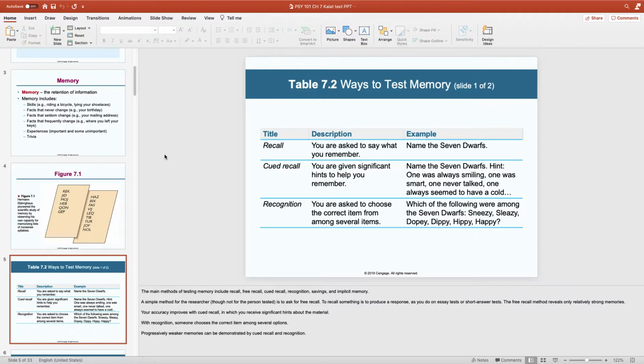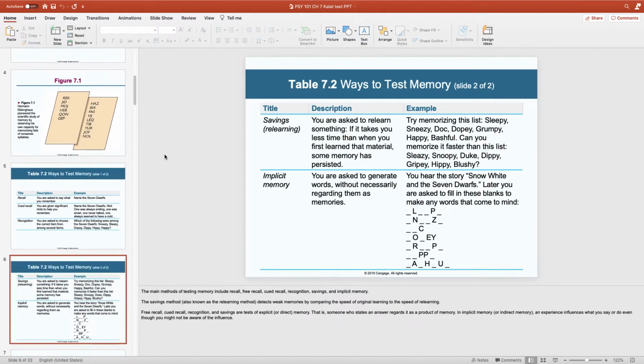Okay. And then we have another type of way to test our memory, which is through recognition. A lot of times, recognition is similar to multiple choice tests, in that you're asked to choose the correct item from among several items. So, for example, the question might be, in recognition, which of the following were among the seven dwarfs? And then there's a list there: sneezy, sleazy, dopey, dippy, hippie, happy. And you'd have to pick from that list. So it's asking you to recognize something that you might have committed to memory.